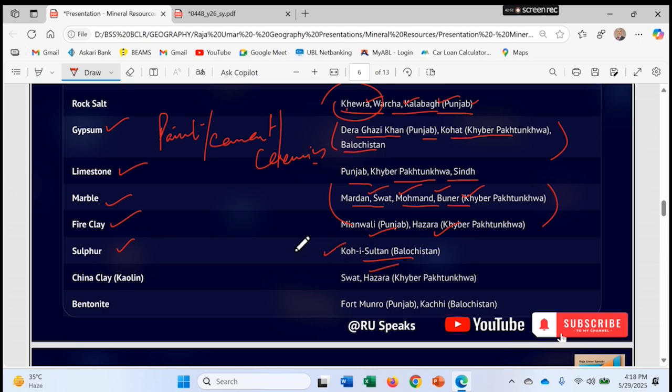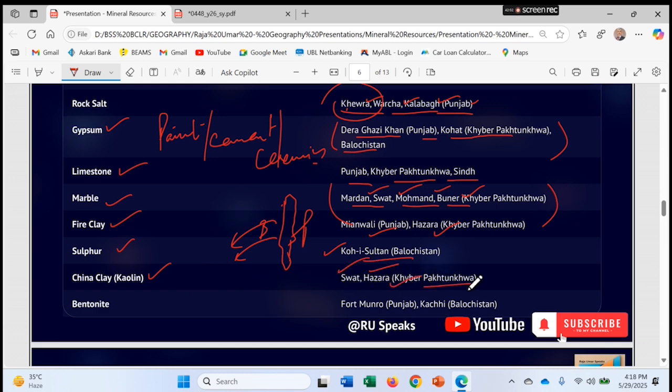And then sulfur: Koh Suleiman, Balochistan, I mean the western side of Balochistan, the Suleiman range, which is towards the western side. As you know, the Suleiman range borders between Punjab and Balochistan. So on the Balochistan side, these sulfur deposits are available.